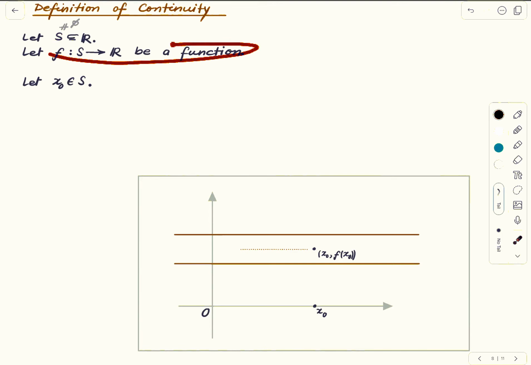Okay, so we are given some function. And we have been given some point in S.